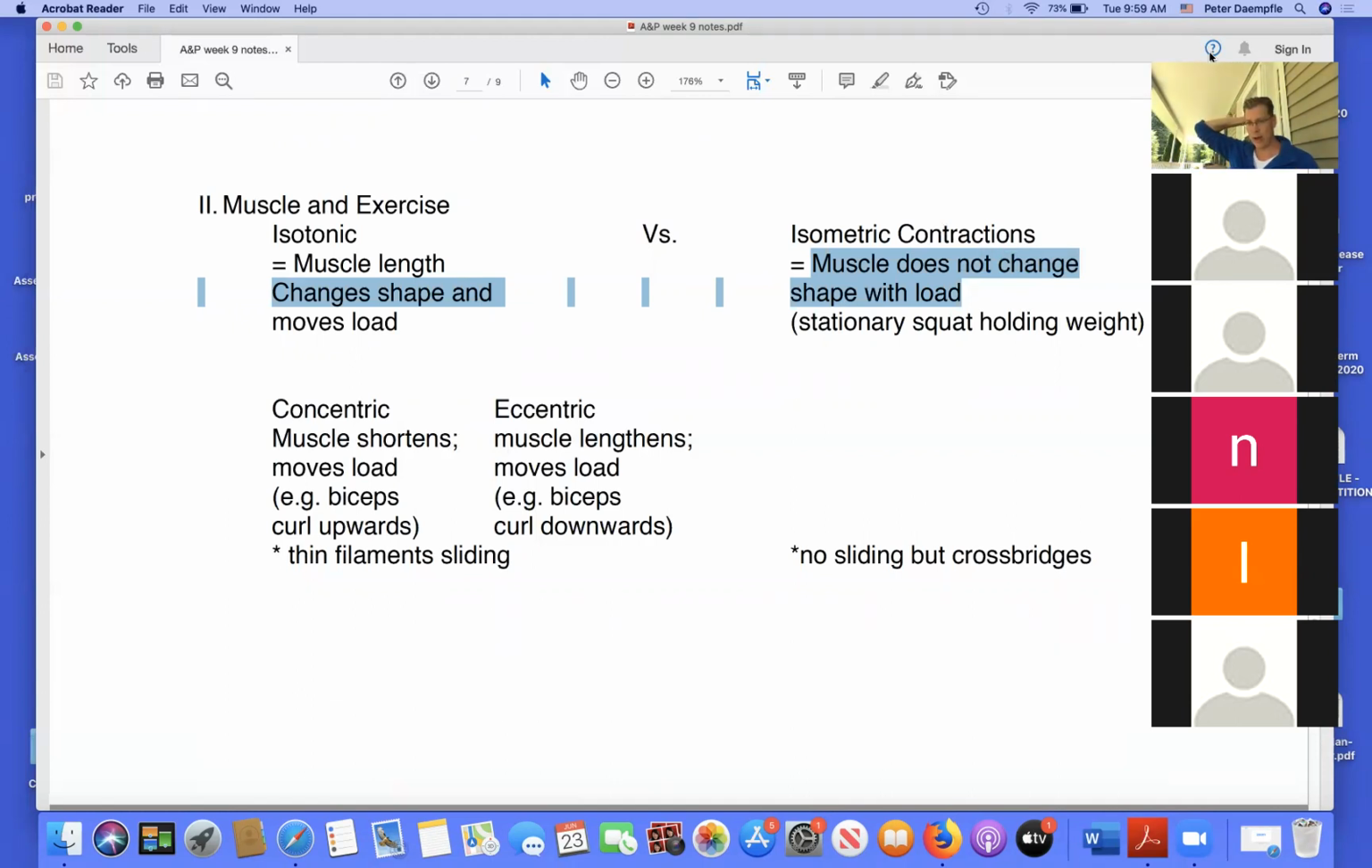Now put your hand in the back, push back. You're not moving a load, right? Your head's not moving. You're keeping it stationary, but you're putting tension on the muscle. That's an isometric. In other words, nothing moves with isometric. You tense the muscle, nothing moves, that's an isometric.